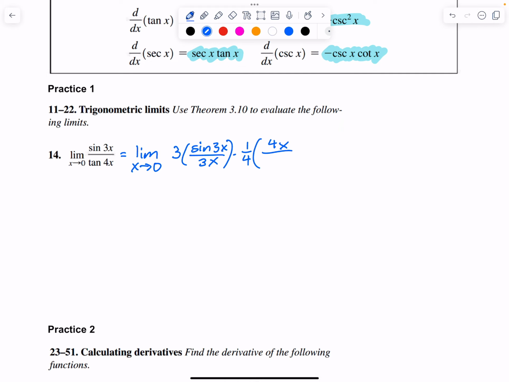Oh, wait, it's tangent. When we're doing a limit, the tangent, let's try to make sense out of this one. I could think about tangent being sine over cosine on the bottom. So I'm dividing by sine over cosine, which means I'm multiplying by cosine over sine. So this becomes cosine of 4x over sine 3x.